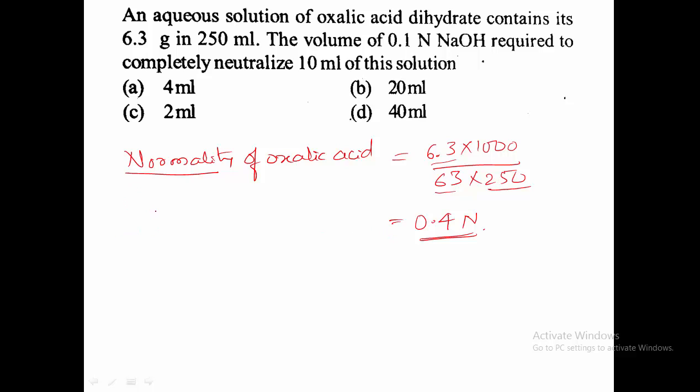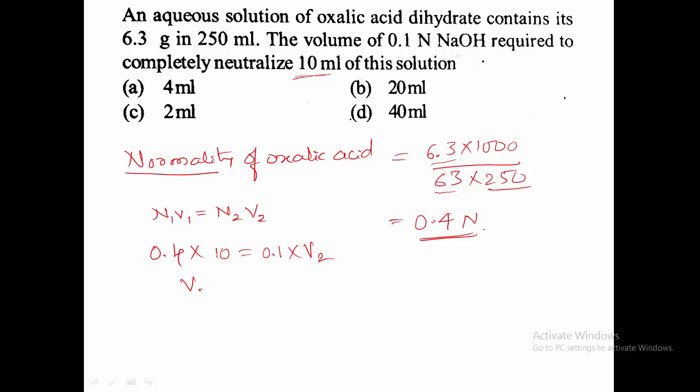Now here we use one equation, that is N1V1 is equal to N2V2. By using the normality of one solution, we can find the normality of the other solution using this equation. Here N1 is the normality of oxalic acid, that is 0.4, into the volume of oxalic acid, which is 10 ml, is equal to N2, the normality of the NaOH, that is 0.1, into the volume of NaOH, which you need to calculate.